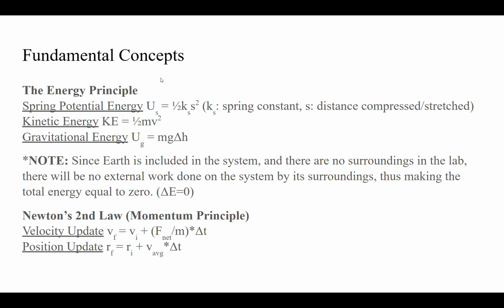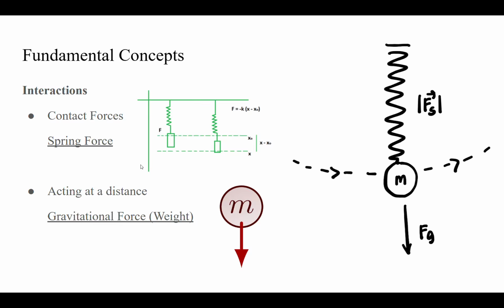Some fundamental concepts are the energy principle, and we use the spring potential energy, kinetic energy, and gravitational energy. And a note is that since Earth is included in the system and there are no surroundings in the lab, there will be no external work done on the system by its surroundings, thus making the total energy change equal to zero. And we also consider Newton's second law with the velocity and position formulas. And these are diagrams of the system.